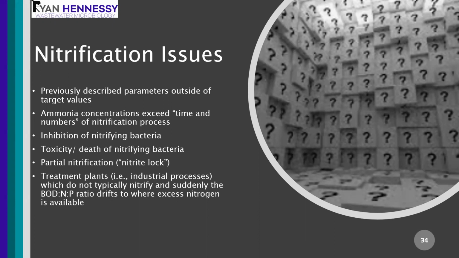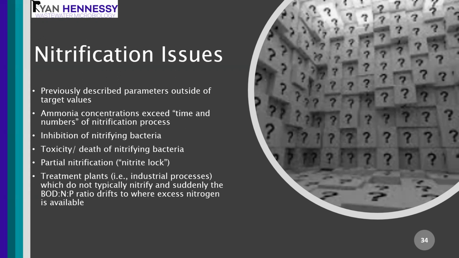Inhibition of nitrifying bacteria is fairly common, where basically something comes down and it stops the enzymes from working, and it doesn't always kill them. Sometimes you get toxicity and death, and other times you get a scenario where you have the nitrifying bacteria present, but they're just not nitrifying because there's an external condition causing the enzymes to not work properly.